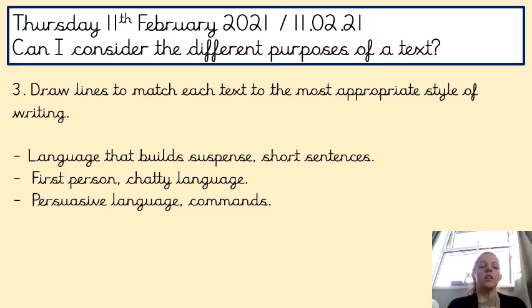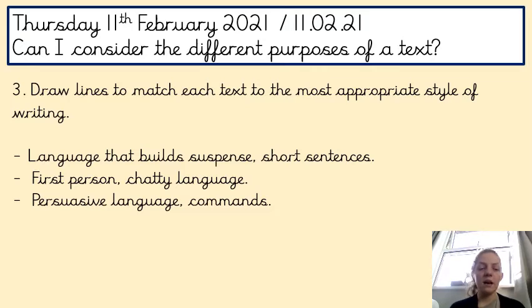Okay, so if your text is going to be written in the first person, you're going to be using pronouns such as I, me, we, us. And your chatty language is that informal language, so you'll have contractions such as don't instead of do not. So it's going to be a little bit more informal. So have a think about what type of text it's going to be. If it's first person and you're using chatty language, it's going to be a little bit friendlier for the reader, and they might feel as though they've already got a relationship with the author.